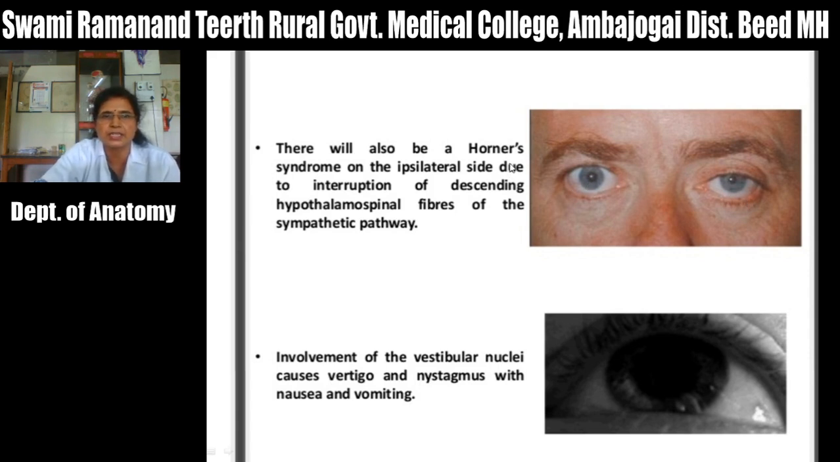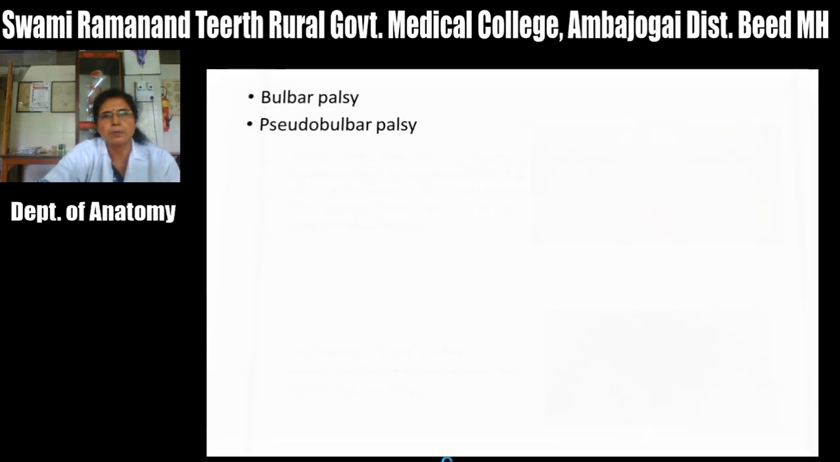Other features of Horner syndrome: anhidrosis. Anhidrosis means there is absence of sweating on the affected side, and another feature is the loss of the ciliospinal reflex. This is due to the damage to the hypothalamo-spinal sympathetic fibers. Then also there is damage to the vestibular nuclei, and due to this damage there is vertigo, nystagmus with nausea and vomiting. Nystagmus means there are oscillatory movements of the eyeball. And this is about the lateral medullary syndrome.